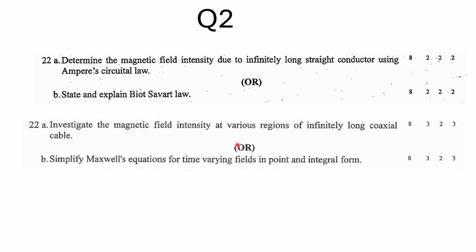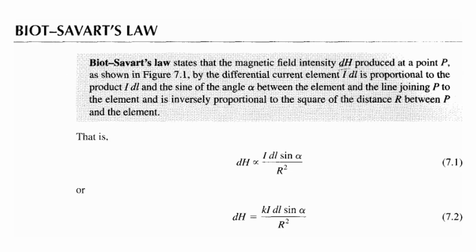The third one is magnetic field intensity at various regions in an infinitely long coaxial cable, and another one is the Maxwell equation for time varying fields in integral form. So mostly questions are related to the magnetic field. So let's see some concepts related to the magnetic field. Biot-Savart's law we have already covered, so you can go through this.